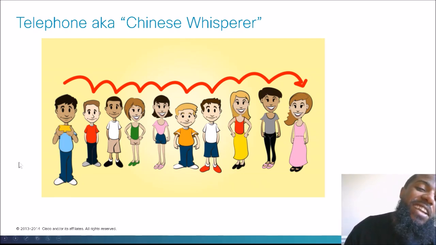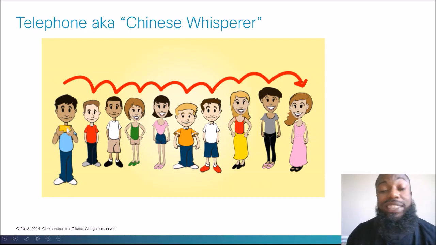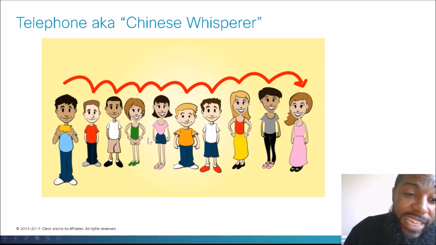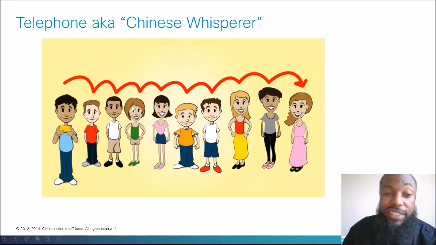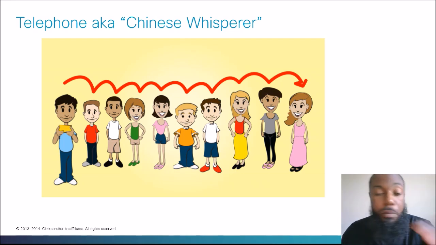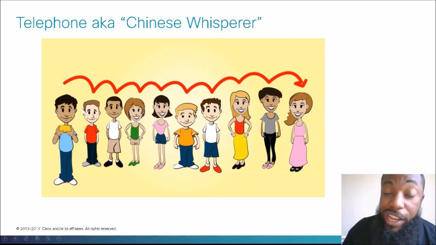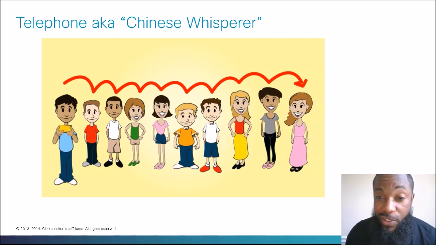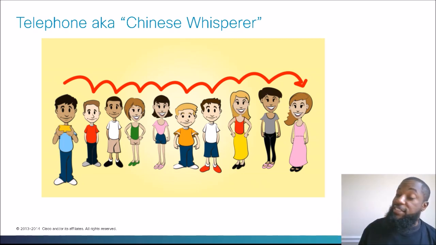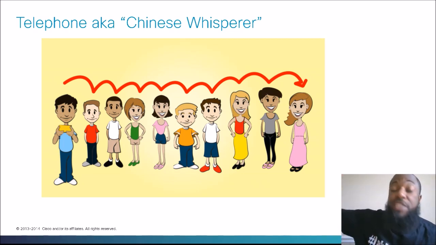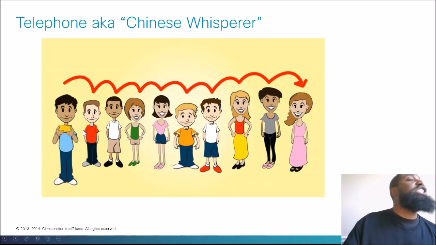But anyways, you got this kid over here on the left-hand side holding this note card, and it's got this tongue-twisting sentence. He's going to say it to the kid next to him, and he's going to say it to the next one, and all the way till it gets to the last kid. And then she's supposed to say what she heard, right? And most likely she's going to mess it up. But let's say, for the sake of routing protocols, this is the same way a routing protocol shares routes. It shares them to the next router, to the next router, to the next router.